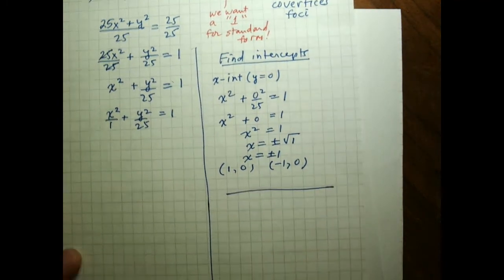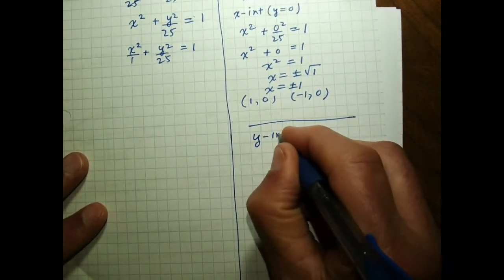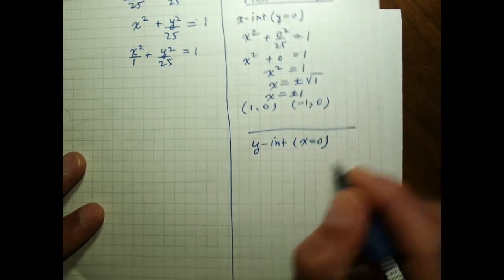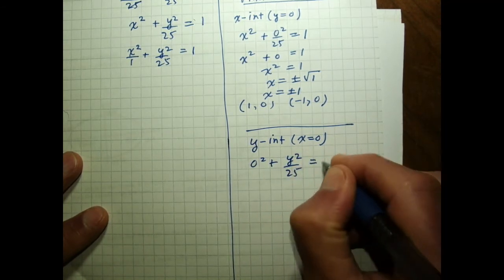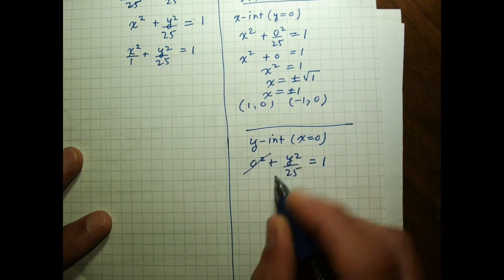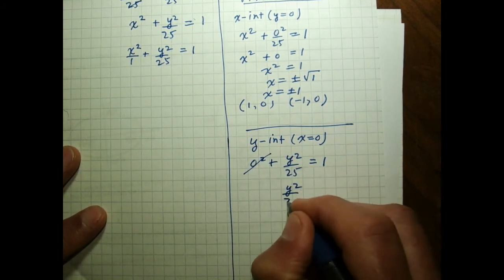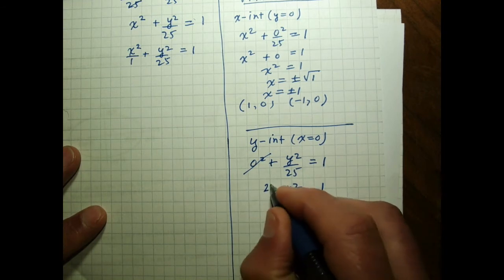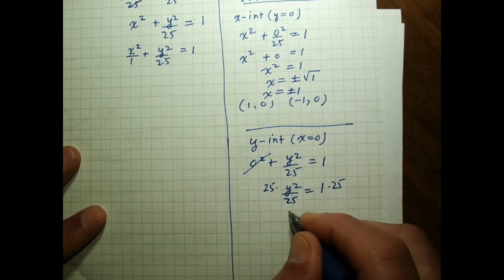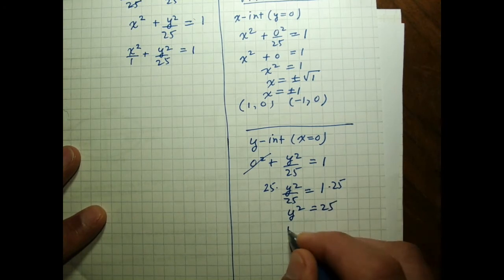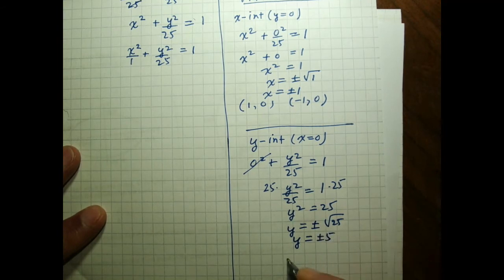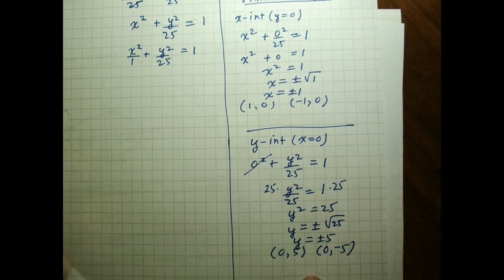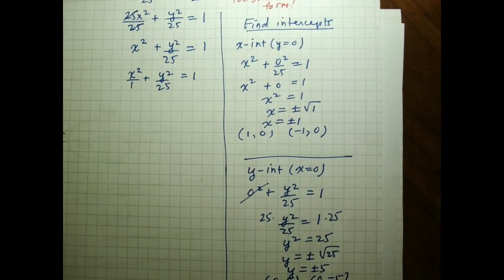Let's do y-intercepts. So set x equal to 0. I'm going to have 0 squared plus y squared over 25 equals 1. So of course that x term drops out. I have just y squared over 25 equals 1. Here I have to multiply both sides by 25. I get y squared is 25. Y is plus or minus the square root of 25. So y is plus or minus 5. 0, 5, 0, negative 5 are my y-intercepts.